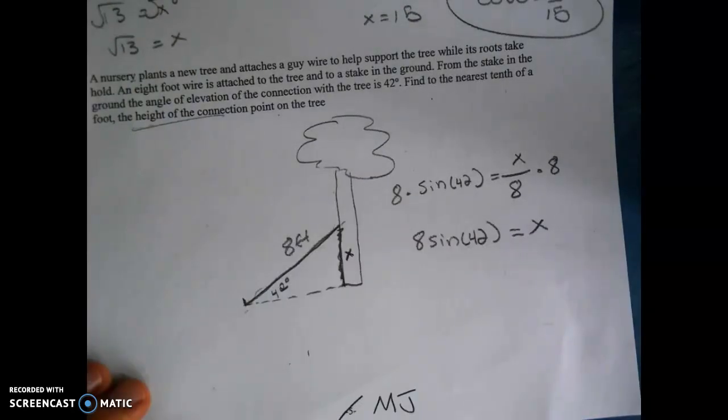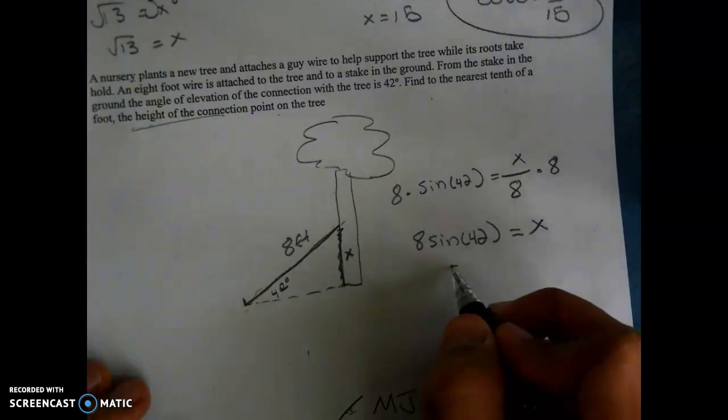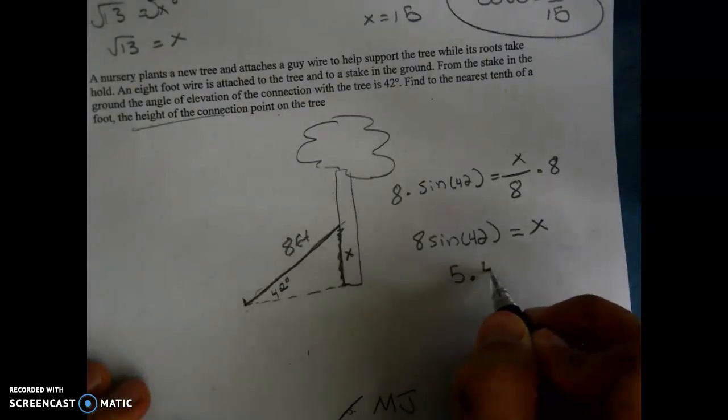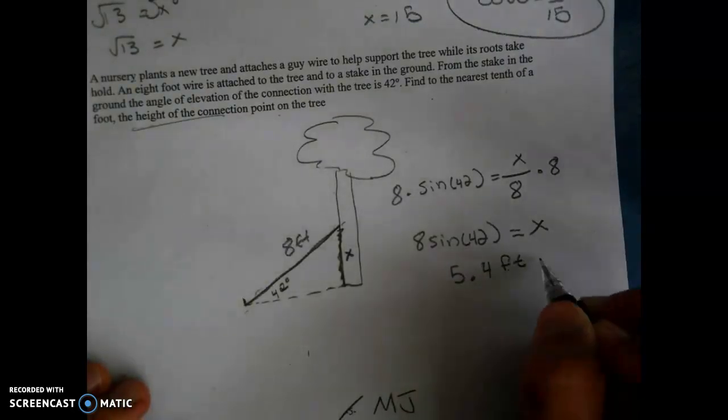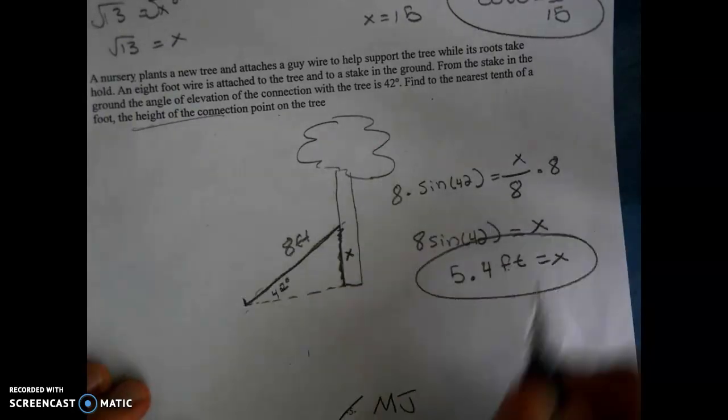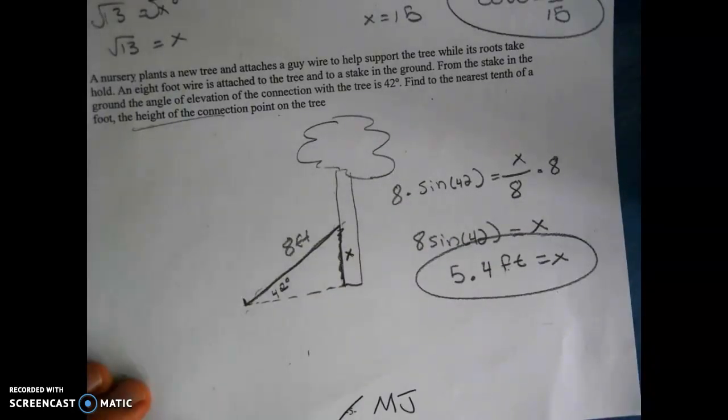I'm going to plug that into my calculator. So I have 8 times the sine of 42, which gives me 5.4 feet is equal to x. There's my answer for that one.